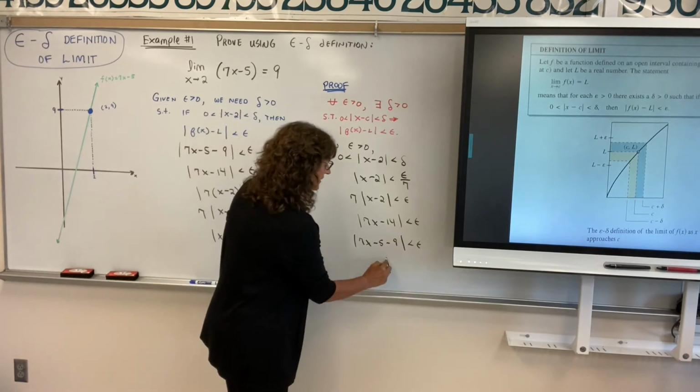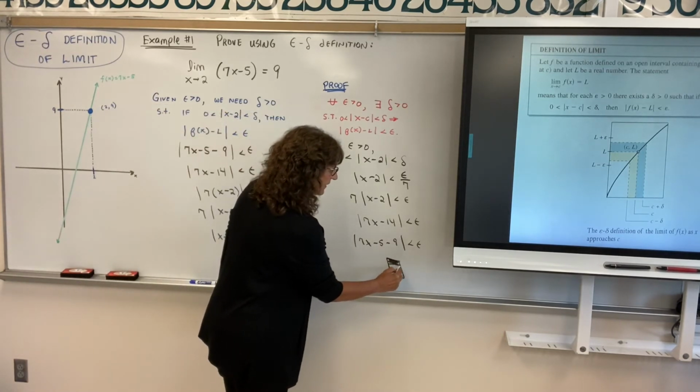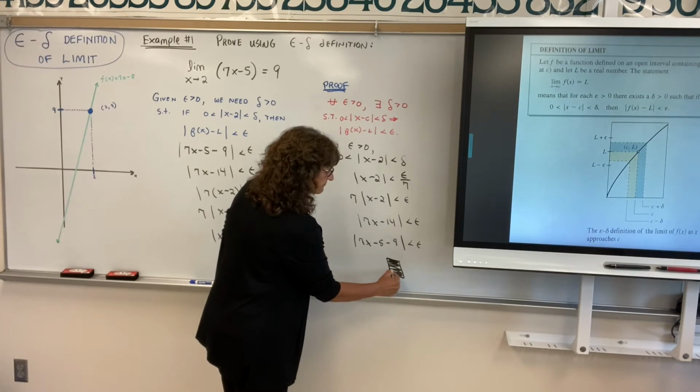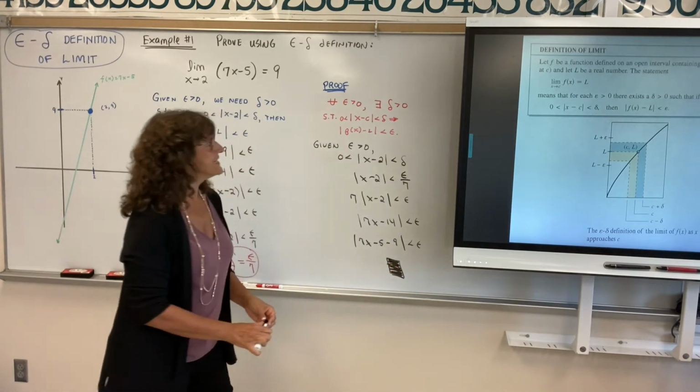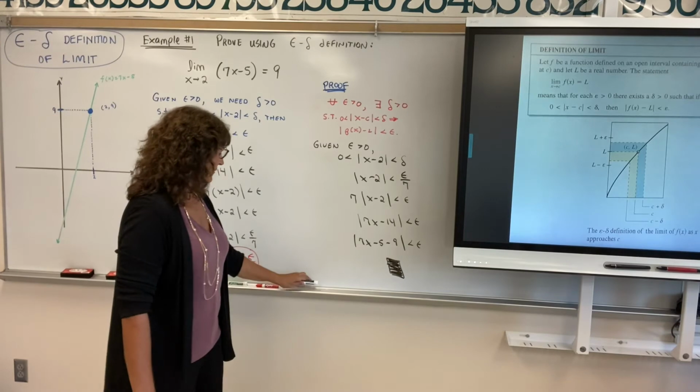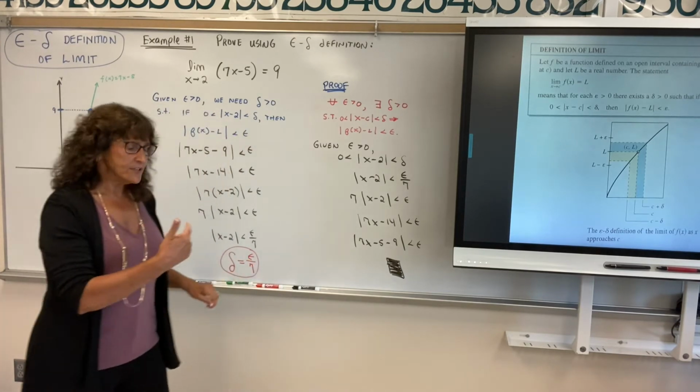So this is the way that you would actually write out, and this is the end of the proof, an epsilon-delta explanation of working through a limit. Okay, let's take a look at the graph over here.